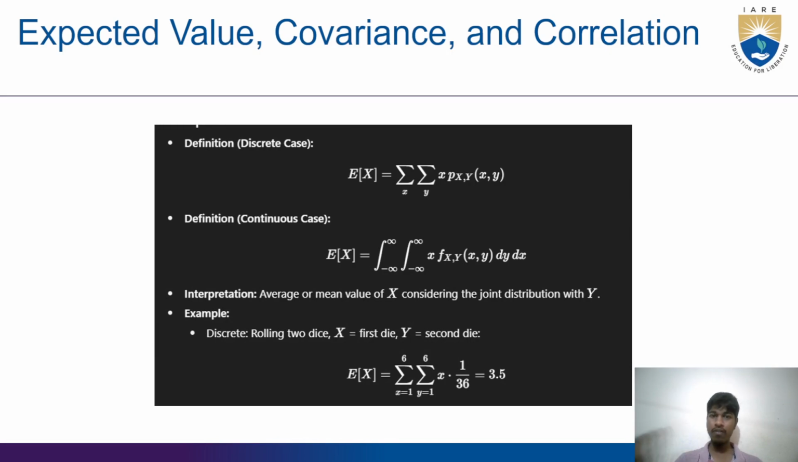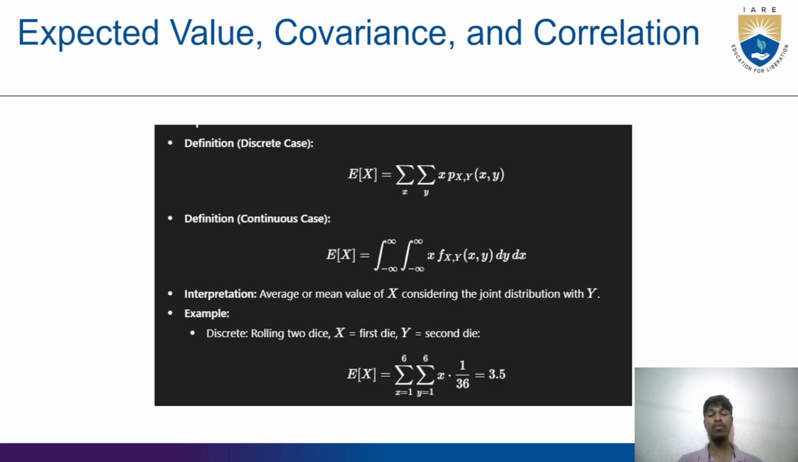Expected value, covariance, and correlation. Definition for the discrete case: capital E of X is equal to the summation over x and the summation over y of x multiplied with the probability of x and y. The definition for the continuous case is E of X equal to the double integral from minus infinity to plus infinity of x multiplied with the function of x and y, dy dx. Interpretation: the average or mean value of x considering the joint distribution with y.